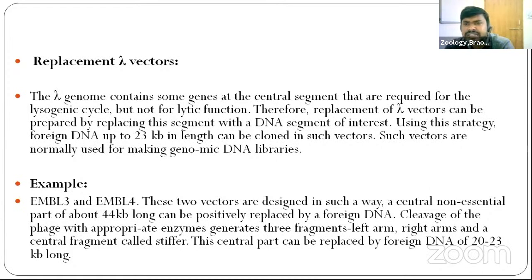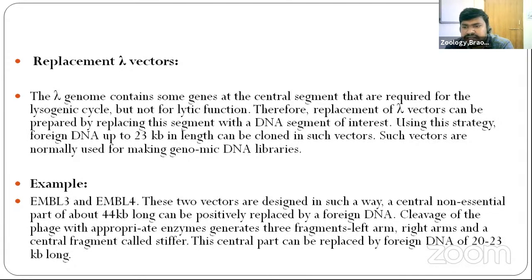The lambda genome contains some genes at the central segment that are required for the lysogenic cycle, but not for lytic functions. Therefore, replacement lambda vectors can be prepared by replacing this segment with a DNA segment of interest. Using this strategy, foreign DNA up to 23 kilobases in length can be cloned in such vectors. Such vectors are normally used for making genomic DNA libraries. Examples are EMBL3 and EMBL4.